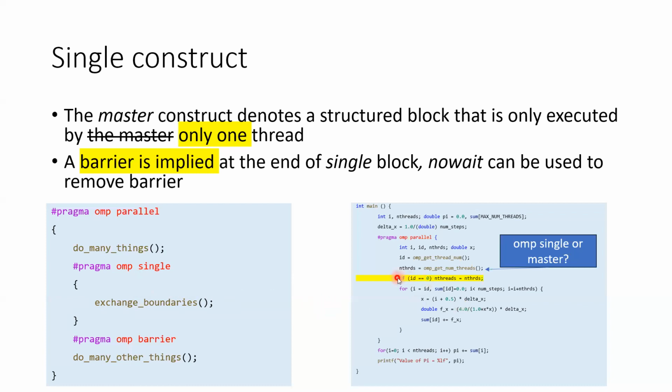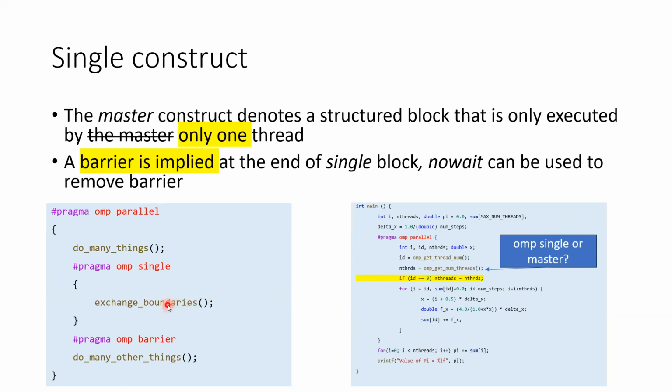So basically we would have used the master construct here, because if you use single, it would also have done the job, but it would have introduced a barrier at this point, because single introduces a barrier, master doesn't. So we would have used OpenMP master instead of if ID equal to 0 in our Pi example. Clear?